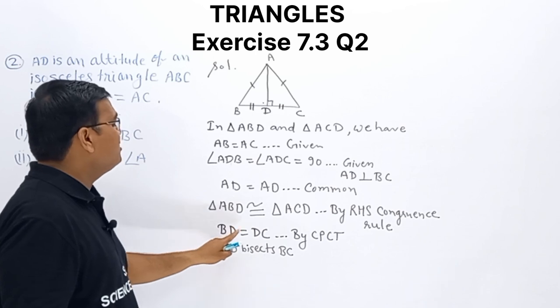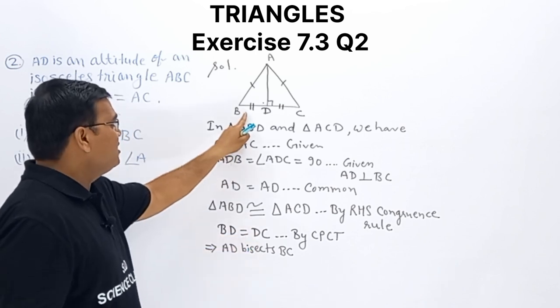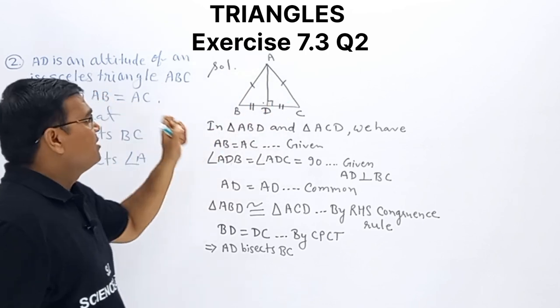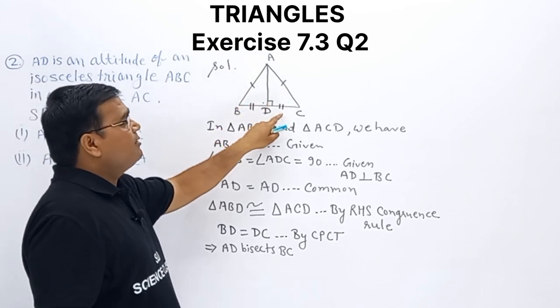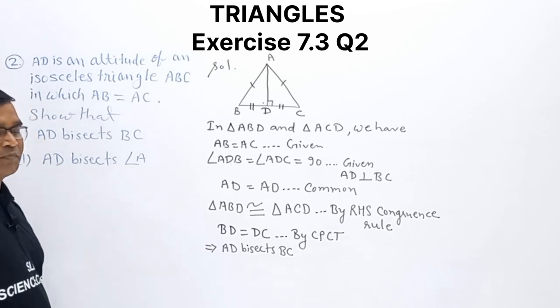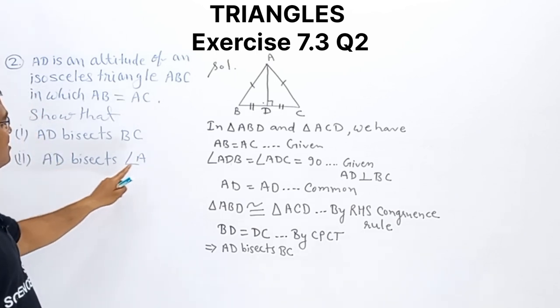Why? Because BD equal to DC. How we proved? This triangle is congruent to this one. So we can say this side will be equal to this one. Question number first we proved. Now second one, AD bisects angle A.